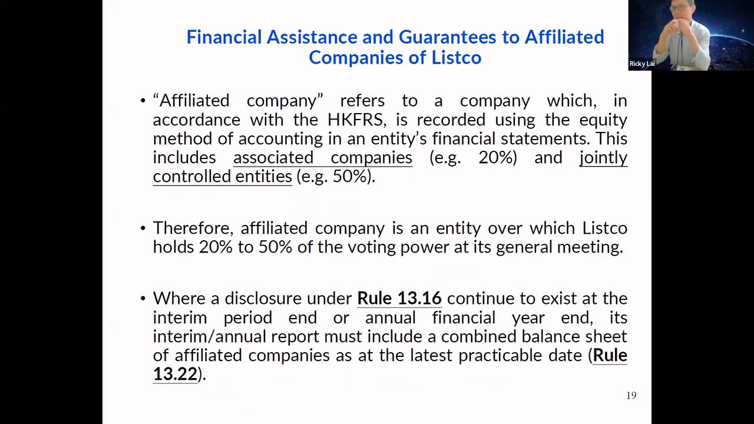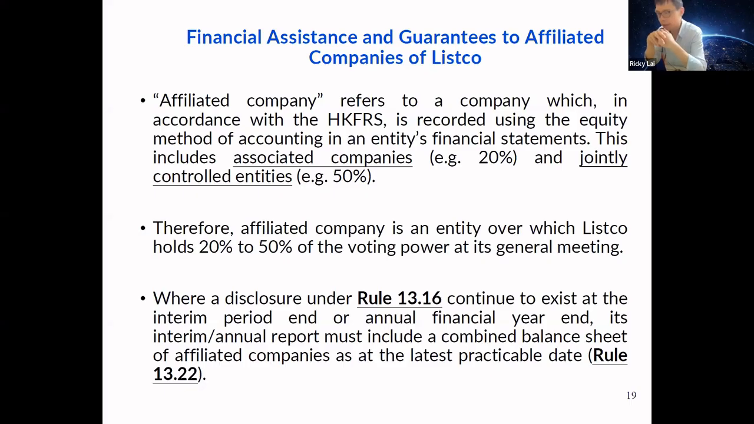What is an affiliated company? Please refer to any company under the Hong Kong Financial Reporting Standards which is recorded using the equity method of accounting in the entity's financial statements. There are two examples. One is an associate company, that is 30% or more. Another example is a jointly controlled entity, that is 50% and 50%. As a result, an affiliated company means any entity in which the listed company holds 30% to 50% of the voting power at the general meeting.